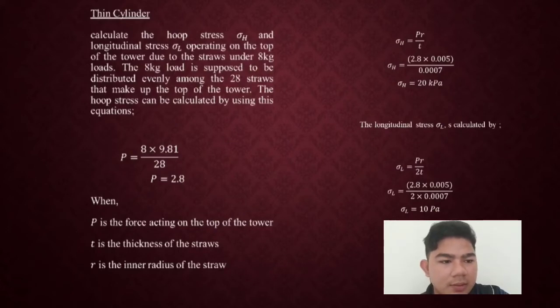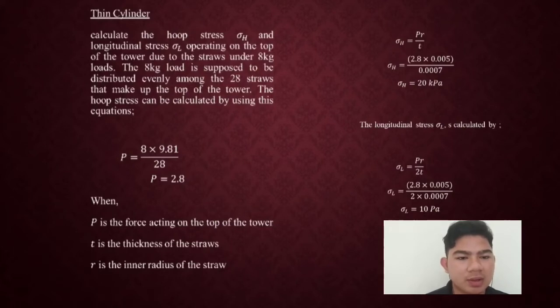So for hoop stress, we substitute the value: hoop stress equals PR over T, where P value is 2.8 times R value, the inner radius of the straw, is 0.005 over the thickness of the straw 0.0007. So we got the hoop stress value is 20 kilopascal.